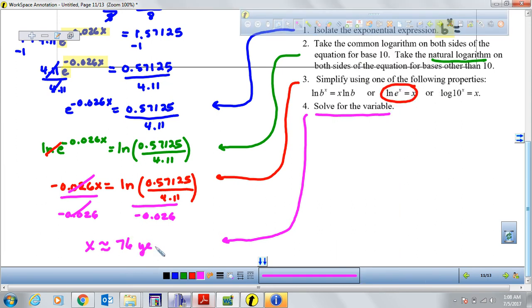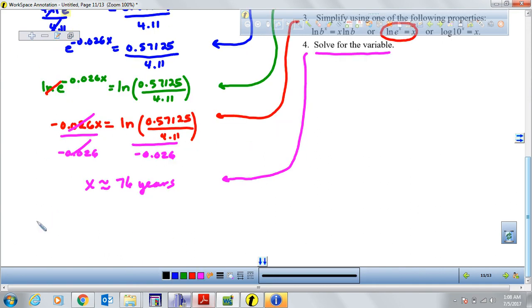76 years. But the question is not after how many years. The question is when will the population become 8 billion? We know that after 76 years, the population will become 8 billion. But after 76 years, from what year?